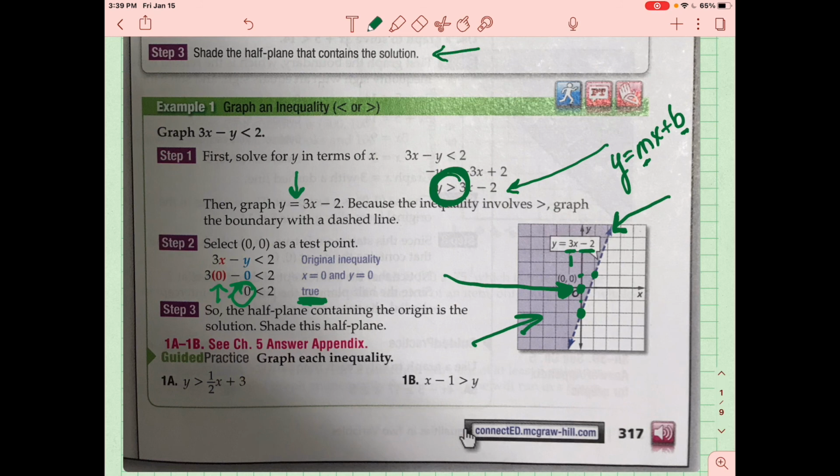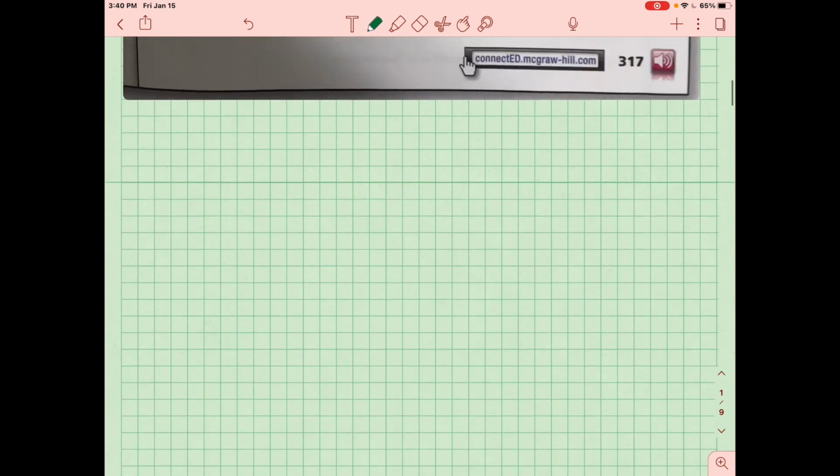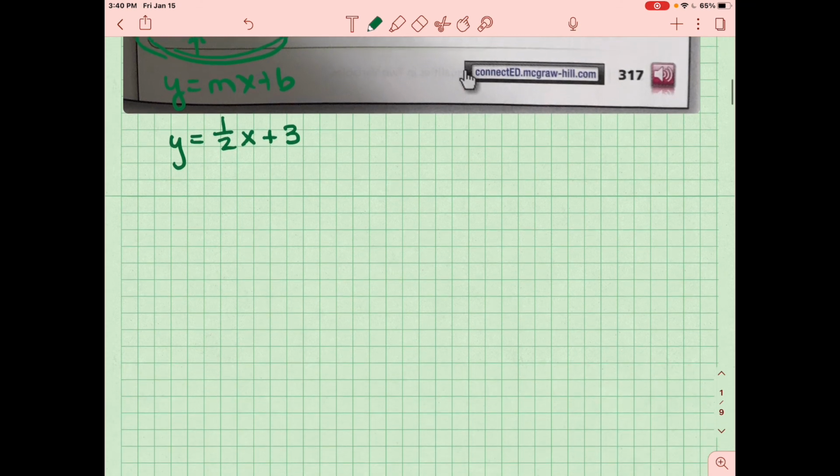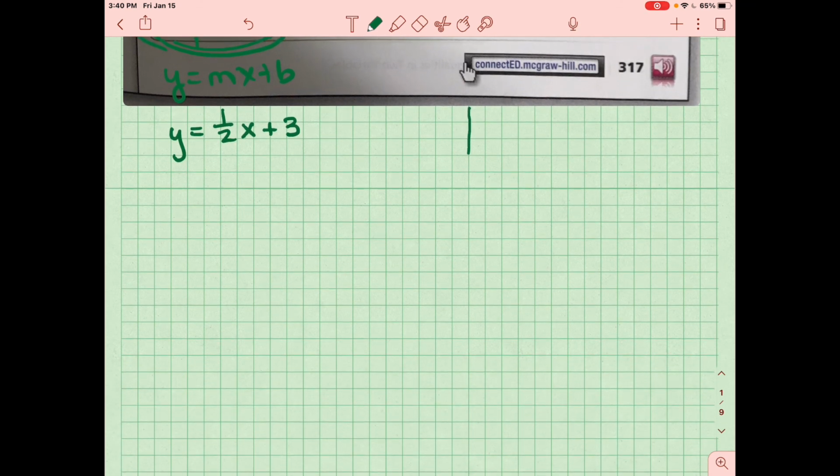All right, let's do our own problem here. The first one right here, let's just do y is greater than 1/2 x plus 3. It's already in this form, y equals mx plus b. That's great. So we're just going to pretend. Remember, we're pretending, but then we're going to get this greater than sign in there. We're going to pretend that this is y is equal to 1/2 x plus 3. I'm hoping that looks familiar to you because we've been graphing things now for a while.